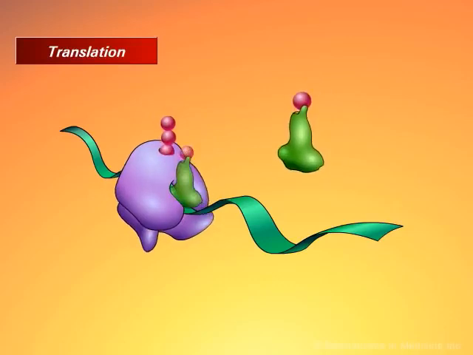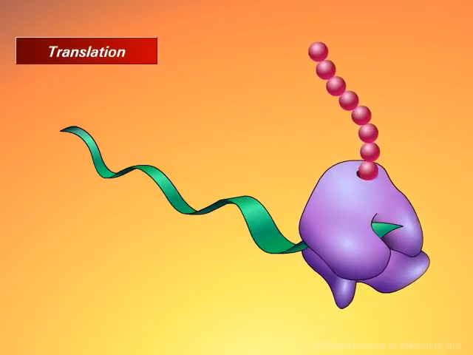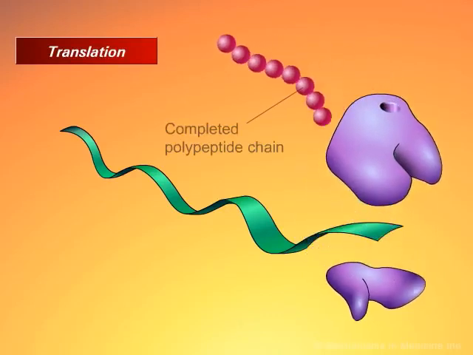The ribosome will continue to add amino acids to the growing polypeptide chain until it reaches a point along the mRNA that signals it to stop. At this point, it releases the finished protein molecule.